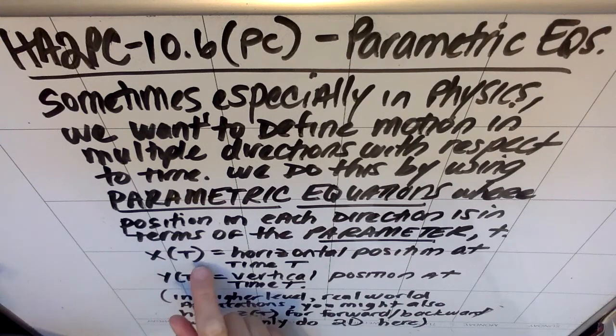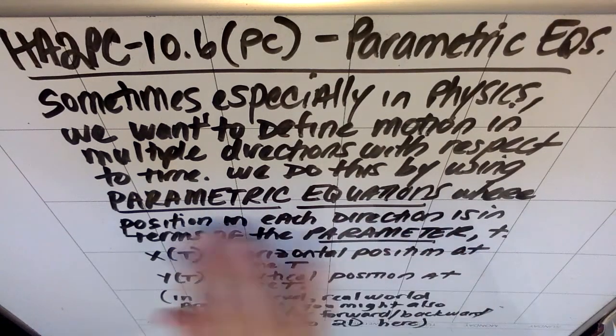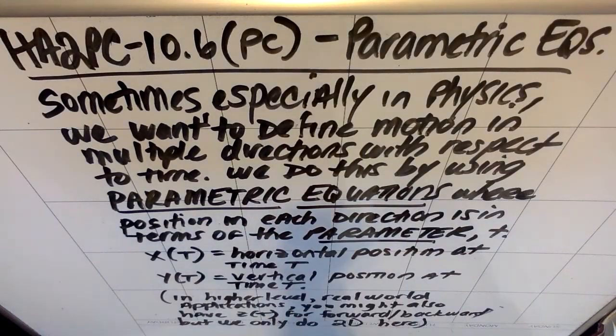So x of t, meaning an x function written in terms of t, so x equals a bunch of t stuff, would be the horizontal position, meaning left or right position, at a time t, and y of t would be the vertical position, meaning up and down at time t. Now, in higher level real-world applications, you might also see a z of t for forward and backward motion, meaning in and out of our whiteboard. So again, horizontal, x of t, vertical, y of t, but coming off of the whiteboard would be something like z of t.